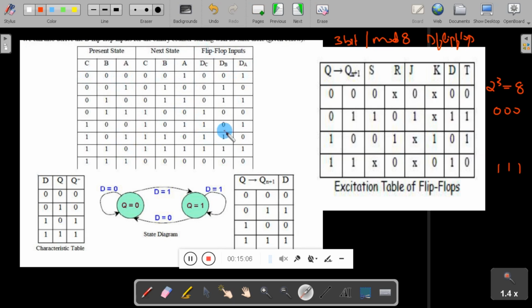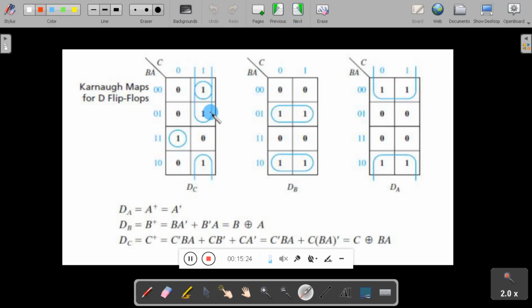Once the transition table is ready, you have to solve for DA, DB and DC by using K-map. When you solve this by using K-map, you will get the expressions as follows. DA is nothing but A complement. DB is nothing but B exclusive OR with A. DC, you will get this expression, and you have to minimize it by using Boolean theorems and laws. Then you will get C exclusive OR with BA. Now you need to draw the circuit diagram.